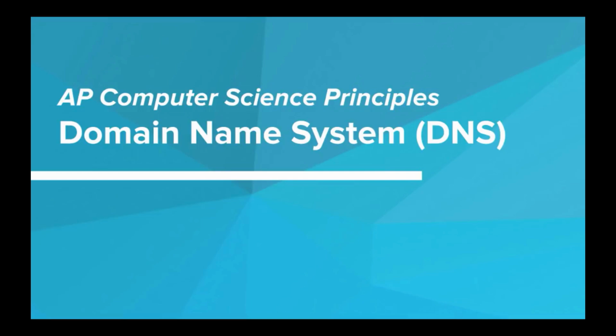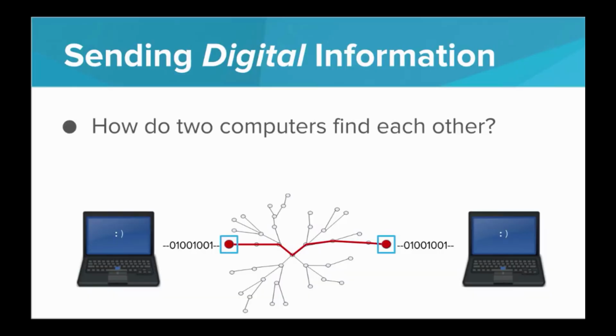Hi. In this video, we'll be talking about the domain name system, or DNS. So to recap, the internet is all about sending digital information. It's about getting binary data from one computer to another over a network. And the question is, how do two computers find each other?